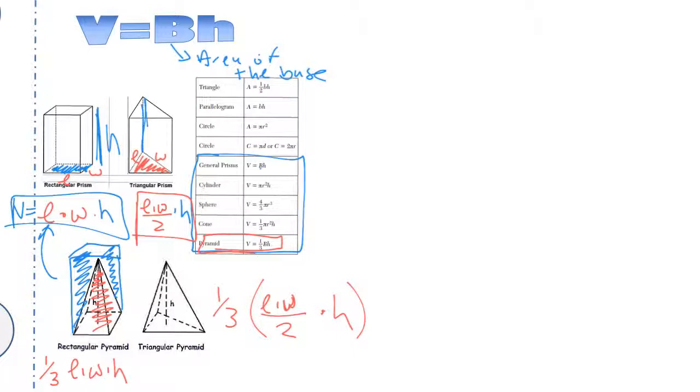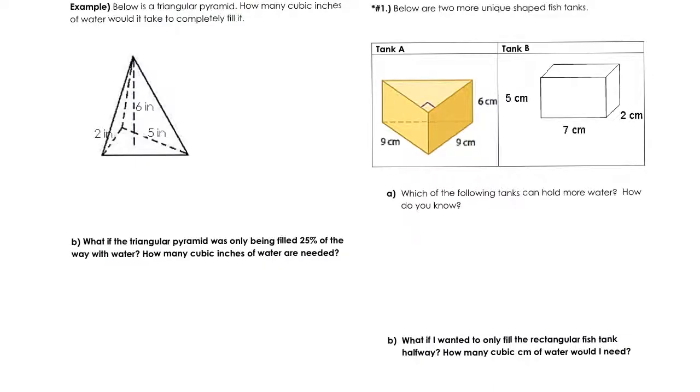So let's look at some examples on the inside of the notes. Below we have a triangular pyramid. How many cubic inches of water would it take to completely fill it? Well, first I look at my formula sheet and I see my volume formula for a pyramid is 1/3 the area of the base times the height. Let's look at the area of that base. That'd be 2 times 5, but since it's a triangle, I've got to divide by 2. So 2 times 5 is 10. The area of the bottom is 5 inches squared.